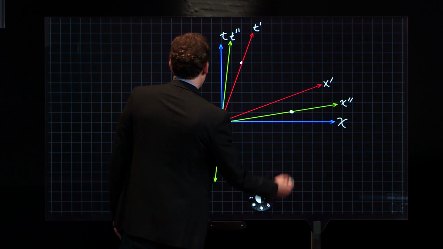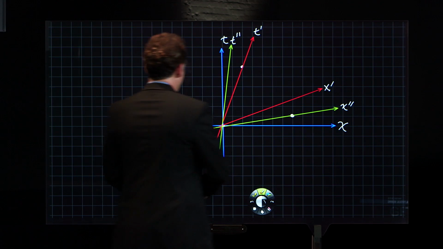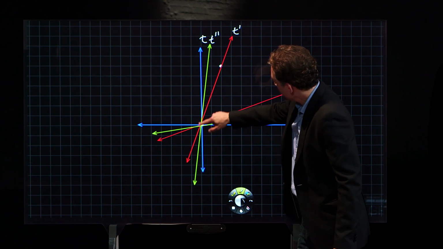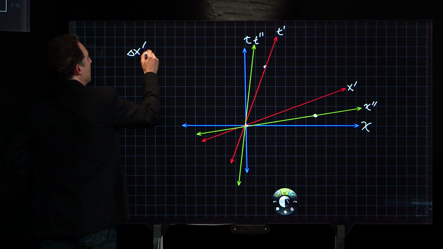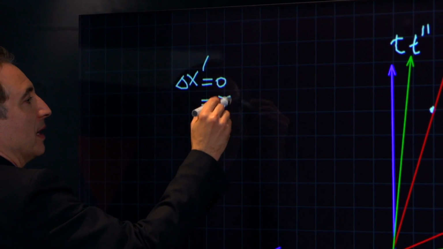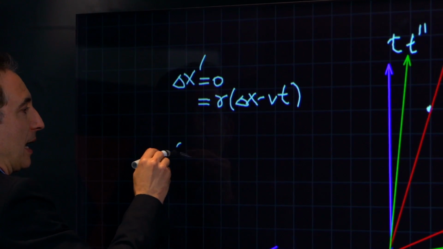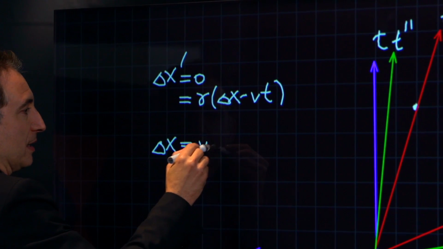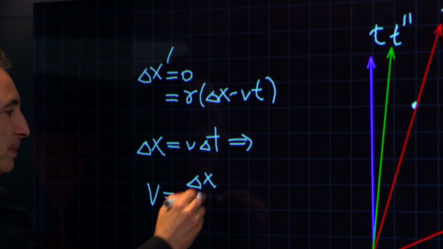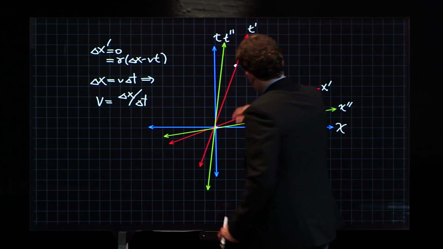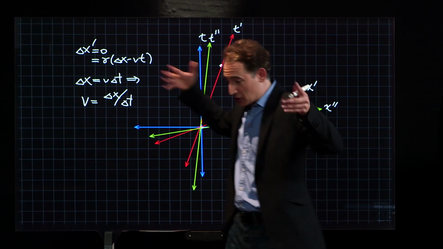So if you want to write down the equation, for instance, in this particular case over here, where we wanted this point and this point to happen at the same location, the equation you would solve is delta x prime equal to 0. Now that, of course, is gamma times delta x minus v delta t. Setting that equal to 0, you simply have delta x equals v delta t, which just gives you that the velocity of this frame, you choose it to be the spatial separation between this point and this point in the original frame divided by the temporal separation. But that's just saying what I said before.